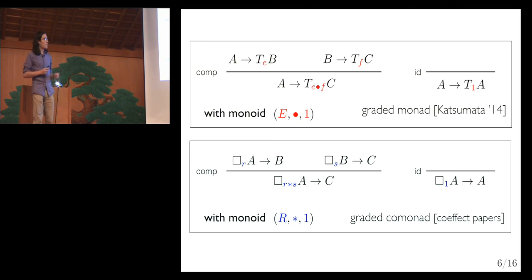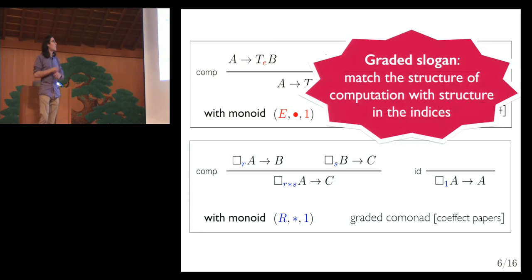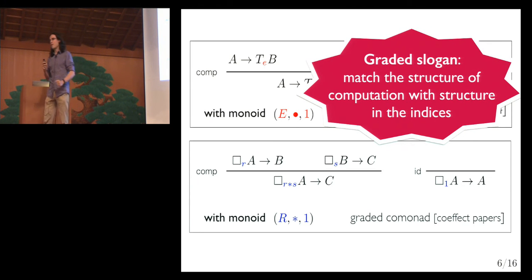So this is a very, very brief introduction to graded monads and graded comonads, but the general paradigm or slogan of graded semantics is that we want to match the structure of computation with structure in the indices. So we're doing some composition here, and so our indices have a monoidal structure which tracks the composition at the type level, at the index level.